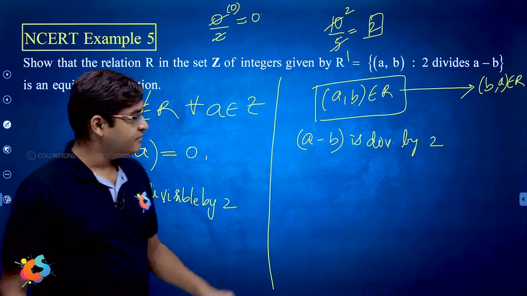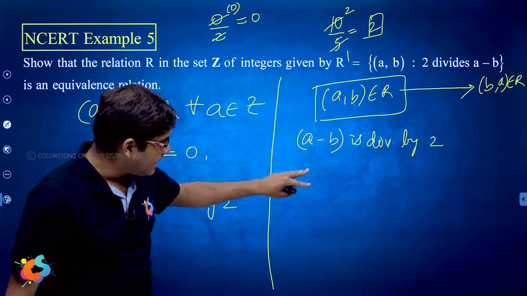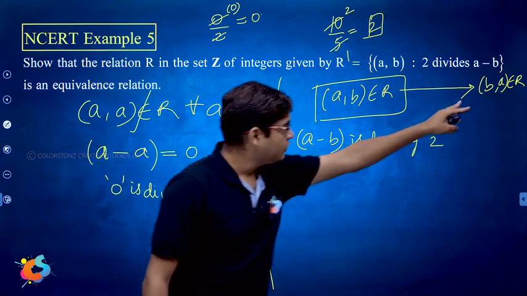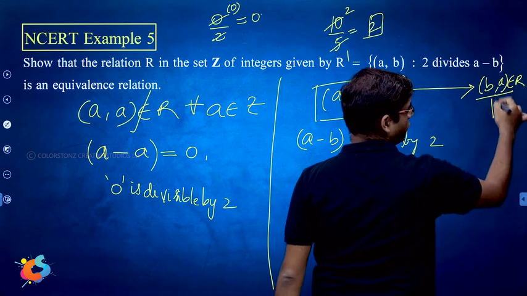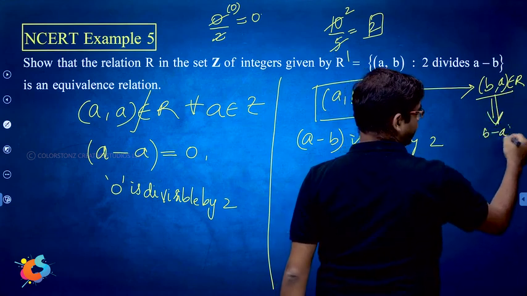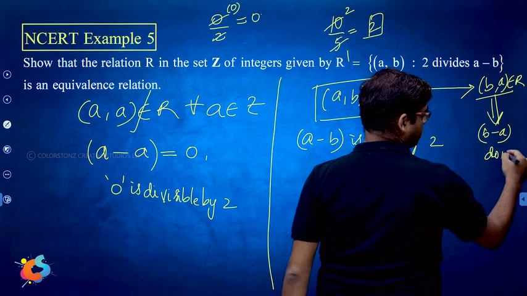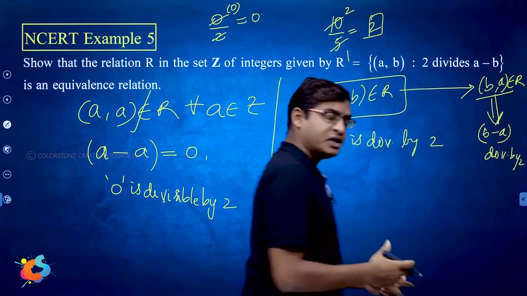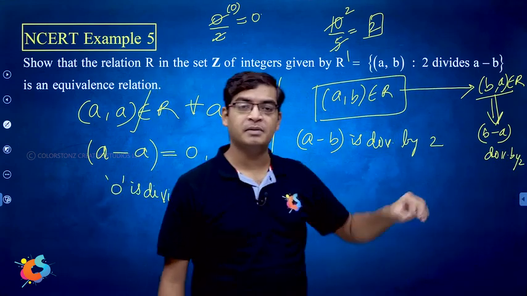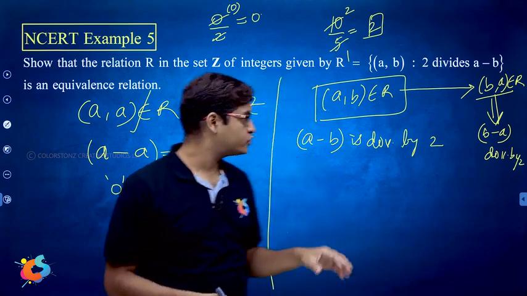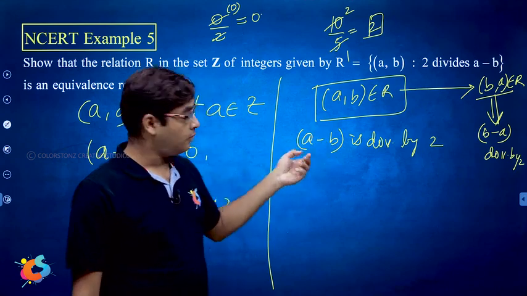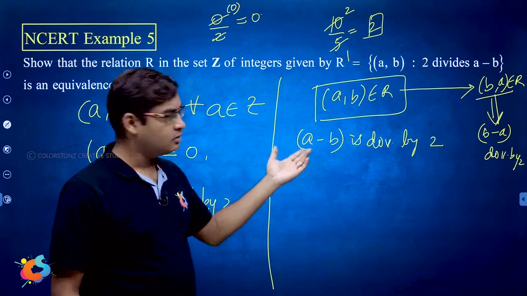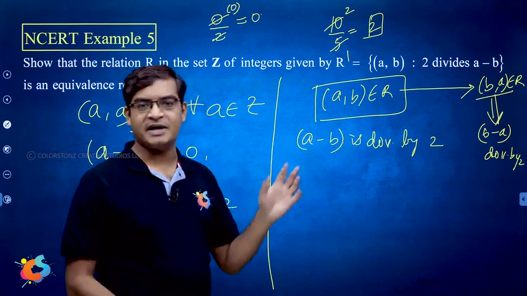So if a minus b is divisible by 2, from here, can I do something and finally get to proving (b, a) belongs to R? How can you prove that this is belonging to R? It implies b minus a should be divisible by 2. So by doing something, can you come to this place where b minus a is divisible by 2? What is the only difference here? You have a minus b, there you have b minus a. So if you take one minus sign common, you have b minus a, just one minus outside.